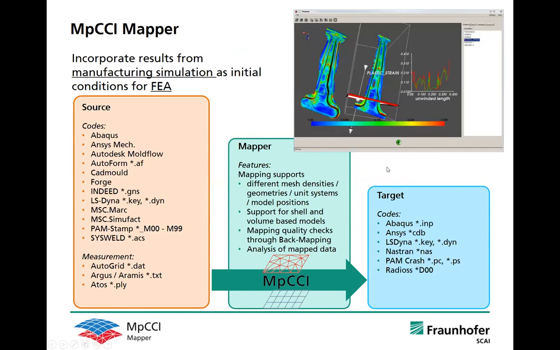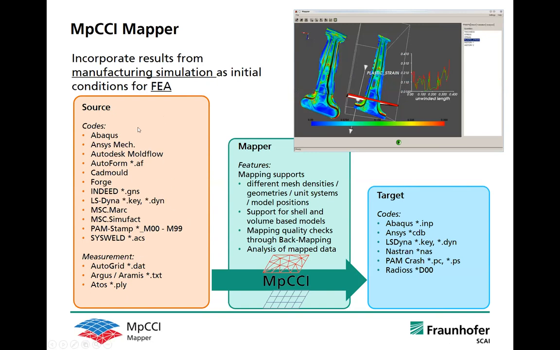On the manufacturing workflow side, in principle it is handled the same way, but with different types of applications. We mostly support manufacturing codes like Abaqus, ANSYS, Autodesk Moldflow, if we have injection molding codes, AutoForm for stamping, CadMould, also injection molding, Forge as a massive forming code, LS-DYNA as a general purpose manufacturing code, again MSC Marc if you do, and MSC Simufact for massive forming, and SysWeld for welding.